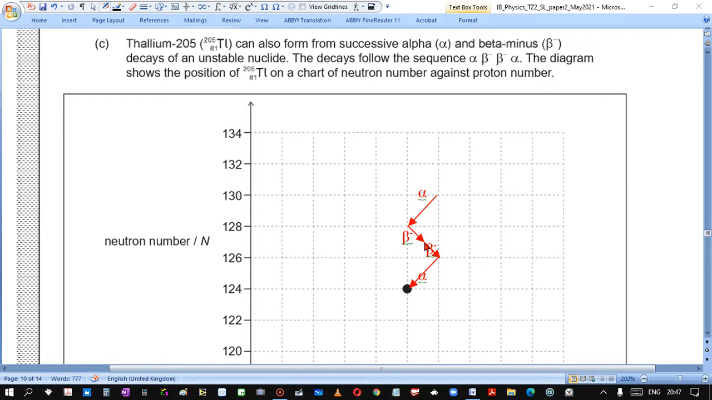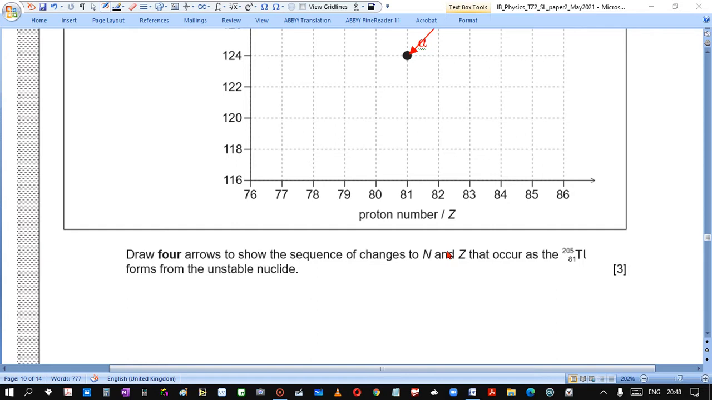Beta minus means that the number of neutrons decreases by 1 and the number of protons increases by 1. It is 2 stages. And again, alpha is this arrow. So we have 1, 2, 3, 4 stages, and we mark them.